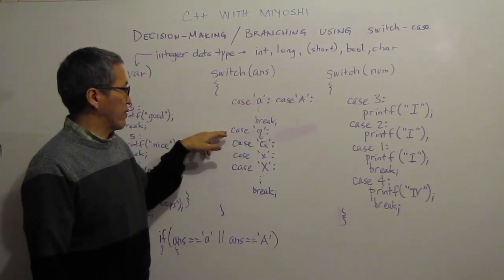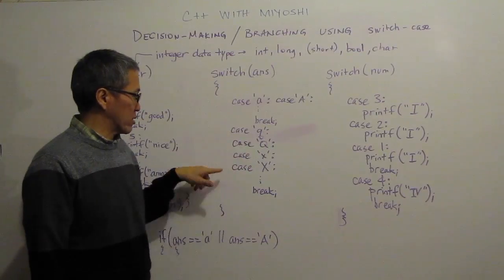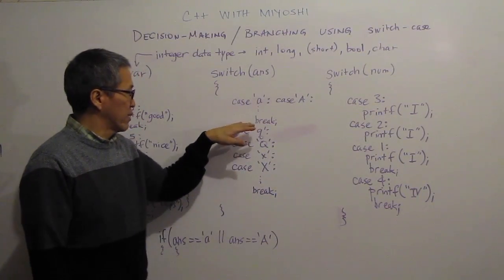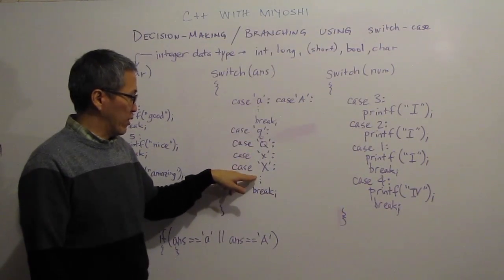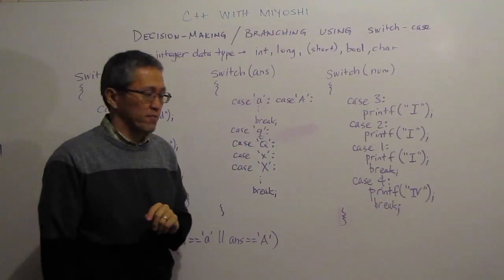If I have a case lowercase q, or a case uppercase Q, or a case lowercase x, or a case uppercase X, so maybe this is quitting the program or whatever I'm doing, then I'll do these operations there, and then I'll break out, go down below the curly brace.